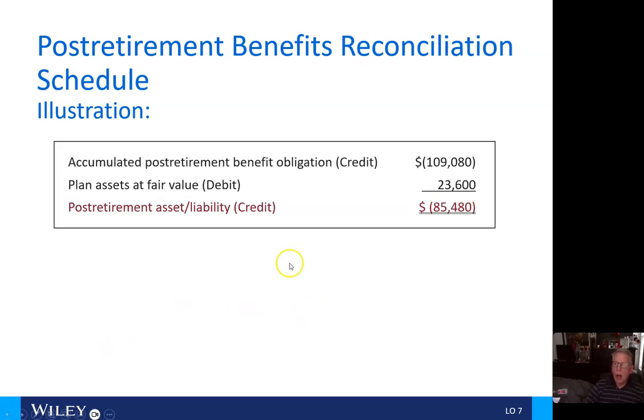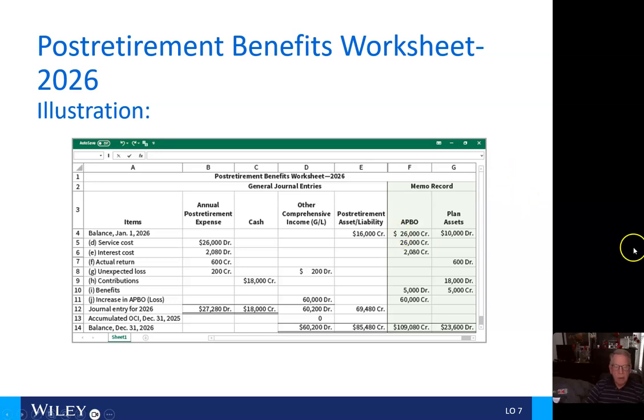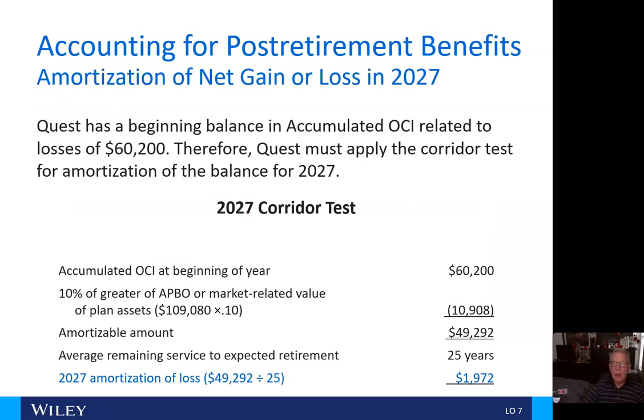So our accumulated post-retirement benefit obligation is a credit of $109,080. The plan assets at fair value is only $23,600. So we have a post-retirement asset/liability credit of $85,480, which we find here, here, and here. All right.